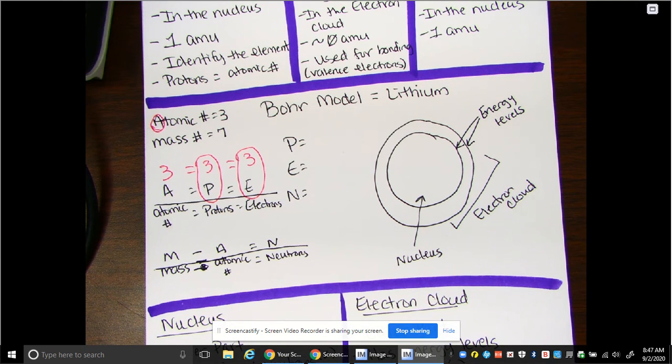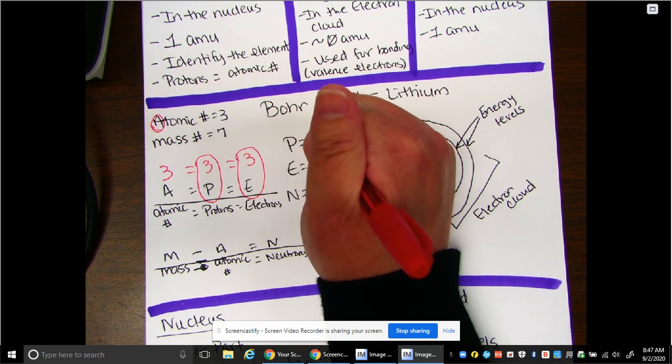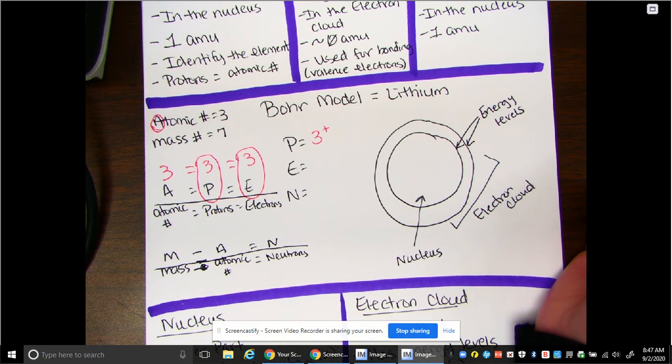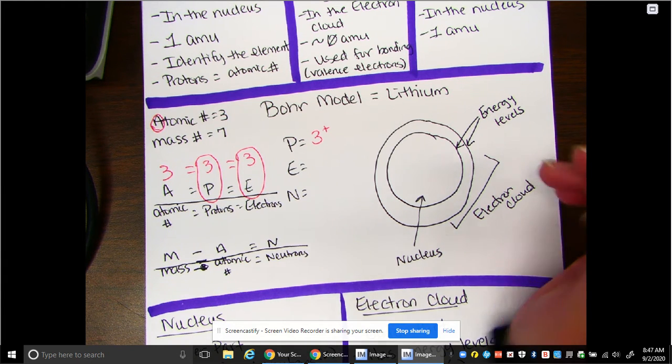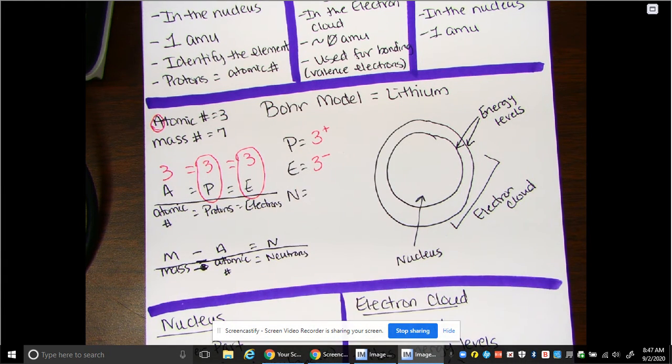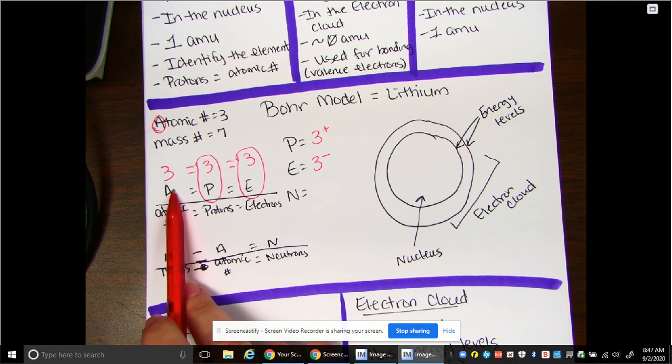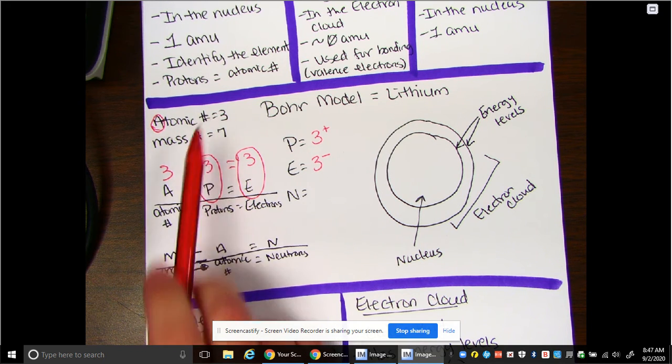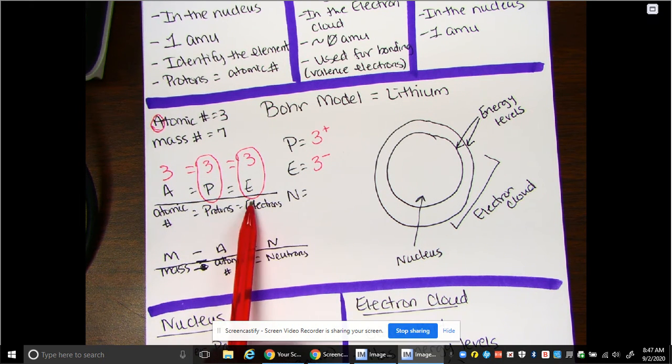The protons always equal the atomic number. And if I have 3 positive charges in our atoms in the 8th grade, our protons and electrons are equal. So I have 3 negative charges, okay? 3 positives, 3 negatives. Atomic number, from the periodic table, equals protons equals electrons. Now I have to figure out my neutrons, and that's what I'm going to use this little equation for.